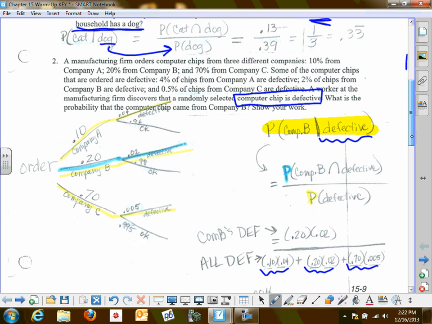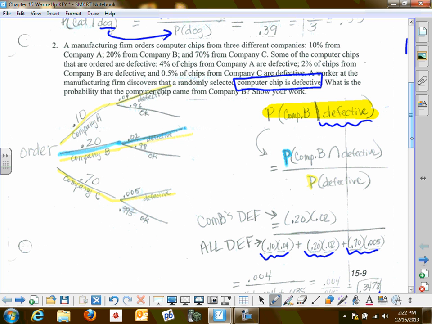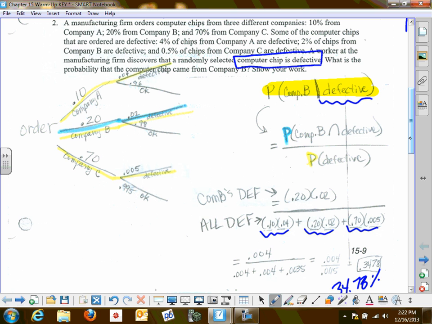Number 2 was many if-then statements. If company A, the defective rate is this. If company B, then the defective rate is this. If company C, then the defective rate is this. Okay. And the question says, if a worker at the manufacturing firm discovers a randomly selected computer chip is defective. So that's a fact. That has happened. So look, when you write this out, the computer chip is defective. So now, based on that, what's the probability that it came from company B?